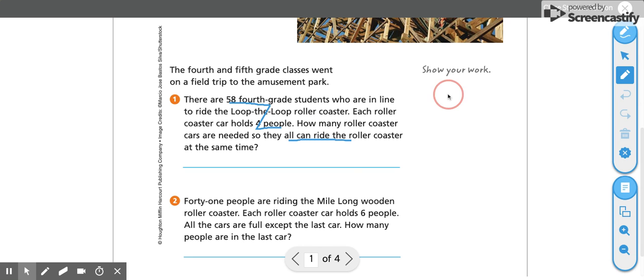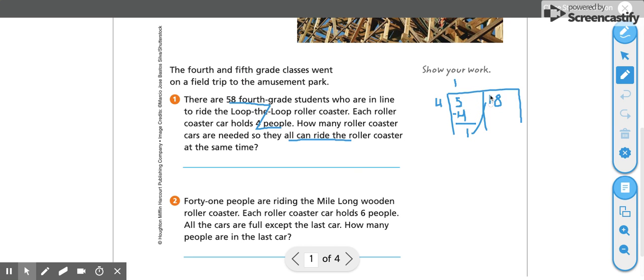So I'm going to go ahead and create my boxes here. And I have 4 on this side and 58. So I'm going to go ahead and start. I'm going to say to myself, okay, how many times does 4 go into 5? Well, 4 goes into 5 one time. 4 times 1 is 4. I'm going to go ahead and subtract. 5 minus 4 is 1. And take my 1 and I'm going to bring it over here.